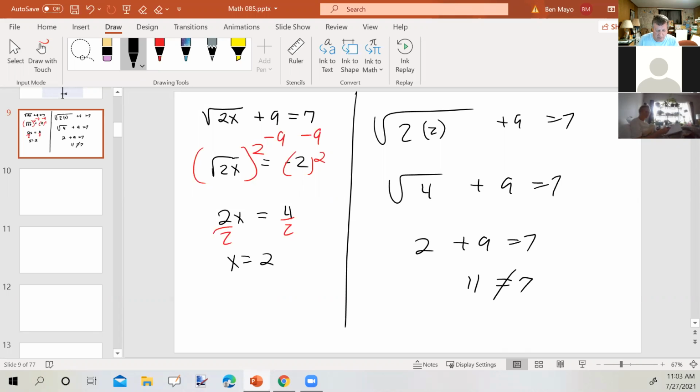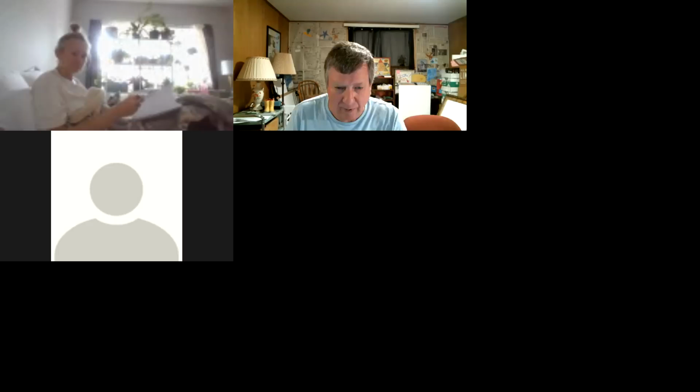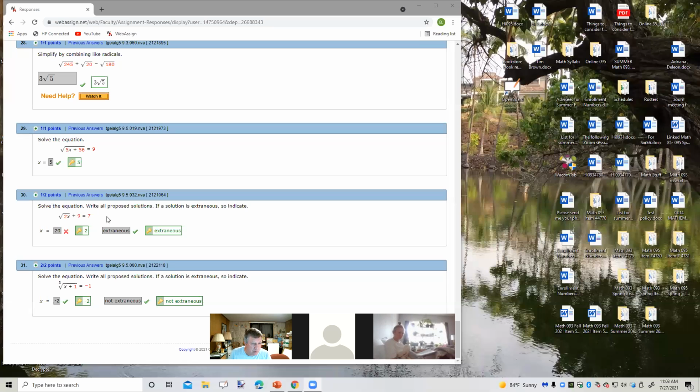Okay, so now let's go back to the WebAssign screen. Solve the equation, write all proposed solutions. Okay, so instead of 20, it should be 2. If the solution is extraneous, so indicate, meaning that it does not work. So you're right, it doesn't work, but the solution you should have come up with was 2 instead of 20. You all right with that? I see, yeah, I see what I did wrong. Okay. Any other questions, anybody?